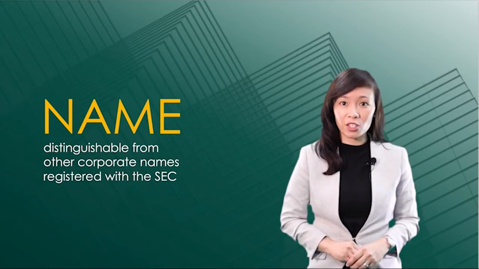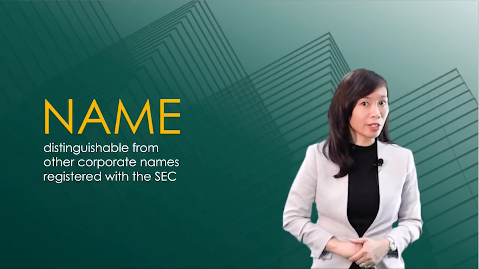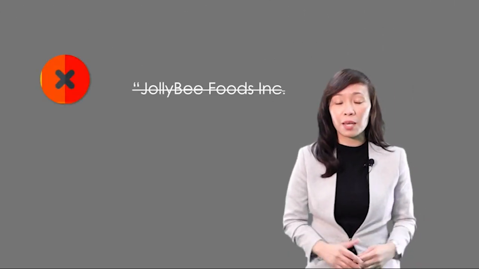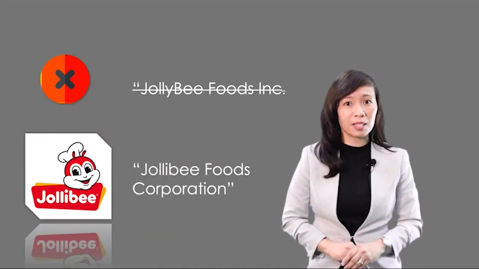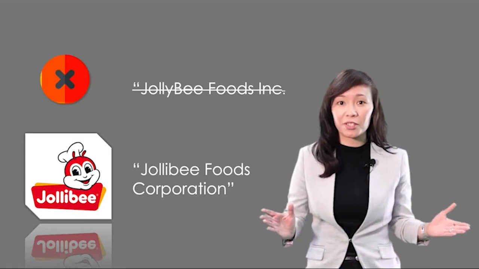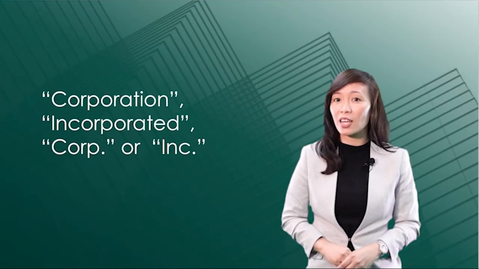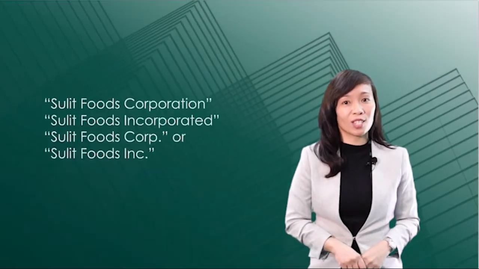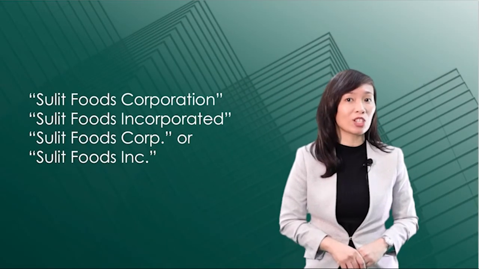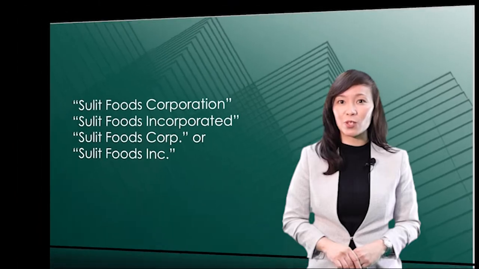It must be distinguishable from other corporate names registered with the SEC for corporations and partnerships and the DTI for sole proprietorships. For example, the name Jollibee Foods Inc. may not be allowed as a corporate name as it may not be distinguishable from Jollibee Foods Corporation, a corporate name registered with the SEC. It shall contain the word corporation, incorporated, corp, or inc. So you can use either Sulit Foods Corporation, Sulit Foods Incorporated, Sulit Foods Corp, or Sulit Foods Inc.